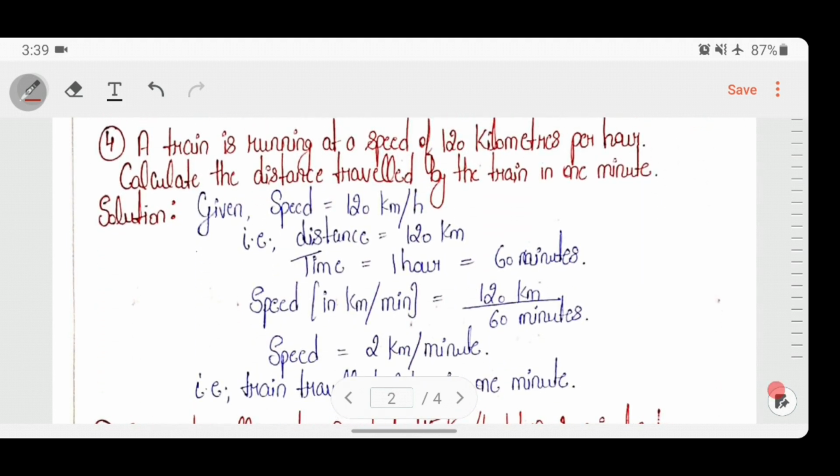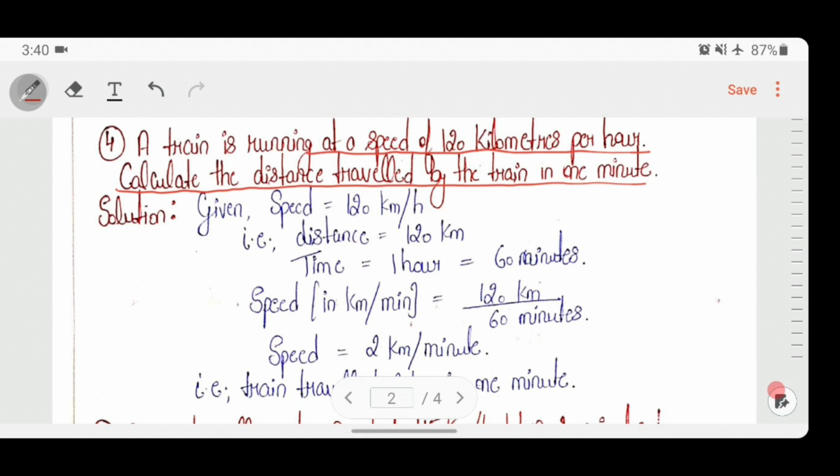In the next numerical, again we have a train which is running at a speed of 120 kilometers per hour. So in the question we are given the speed of the train. What we have to do here is calculate the distance traveled by the train in 1 minute. So let's do the question.